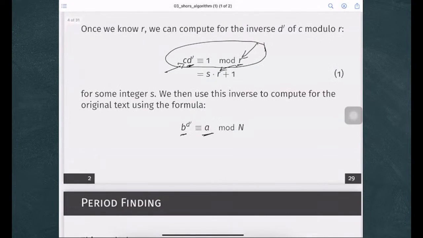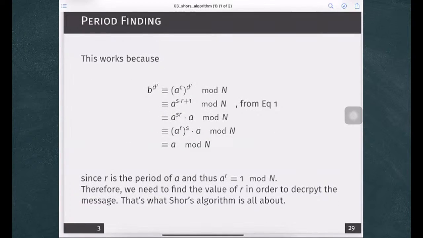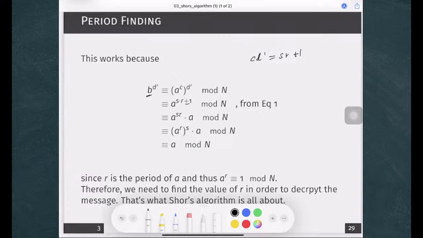So in here, this slide actually shows us why it works. It works because we know that B is equal to A to the C. Now, A to the C raised to the D prime is CD prime, right? But we know that CD prime is equal to SR plus 1. And we know that the plus 1 here is just A to the SR times A. Law of exponents.